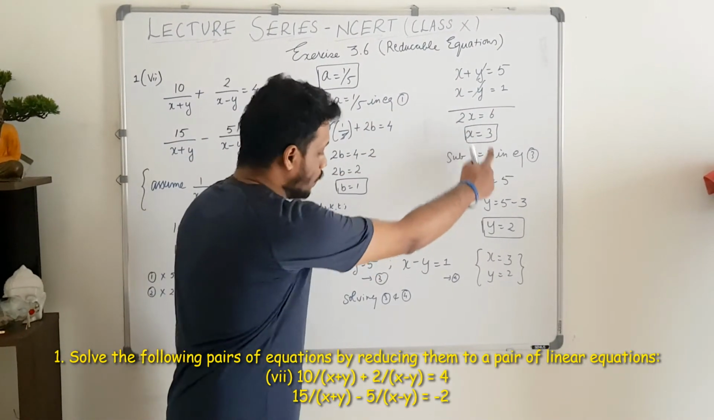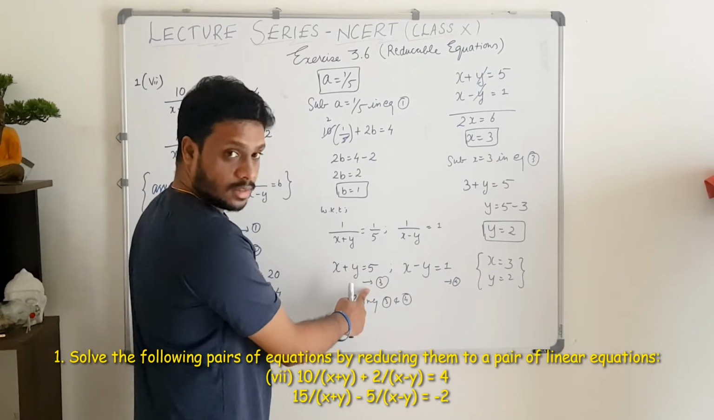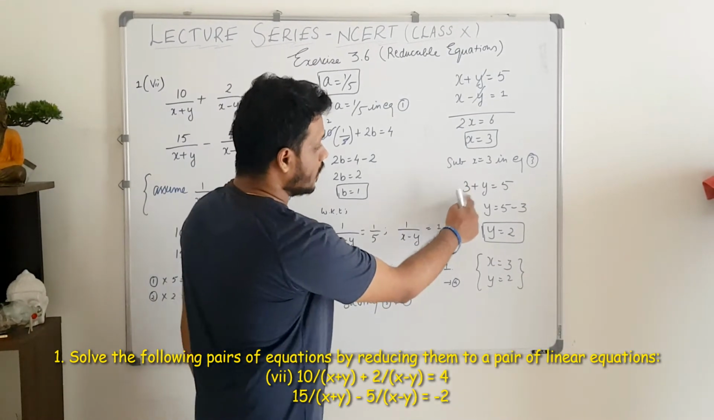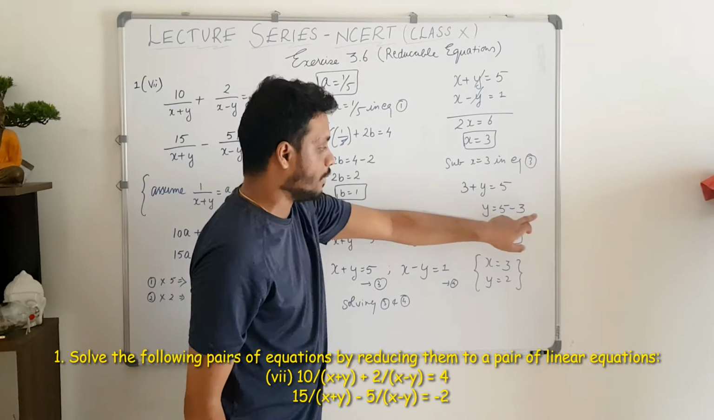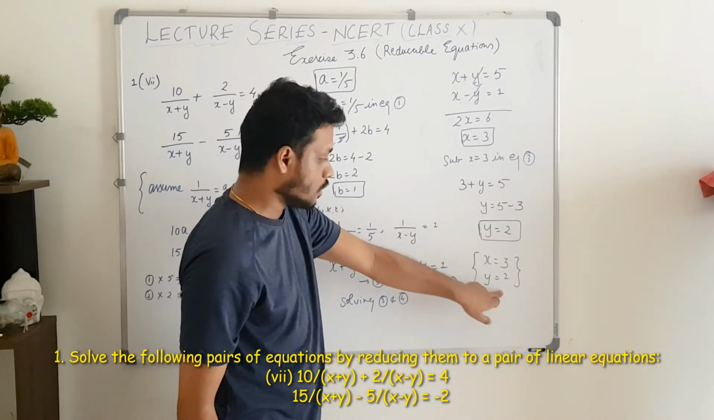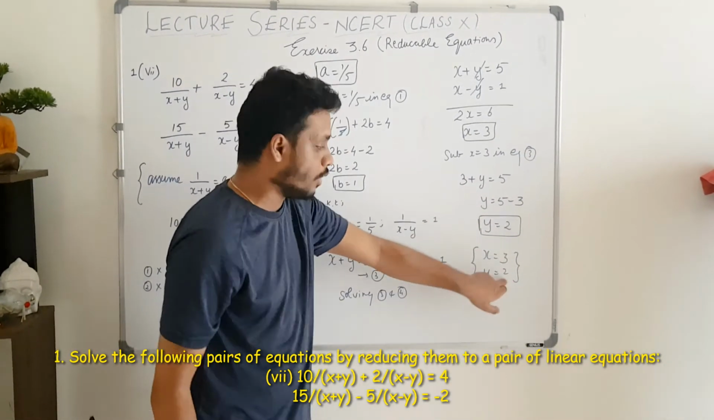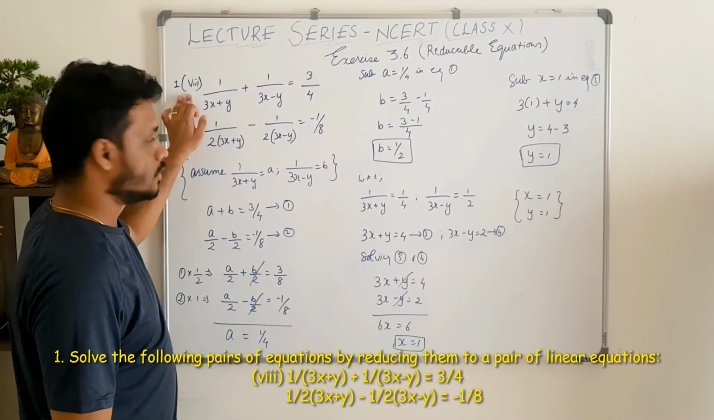Now I substitute x equal to 3 in any one of these equations. I substitute it in the third equation. I get 3 plus y is equal to 5, or y is equal to 5 minus 3. Y would be 2. So the final solution for this problem is x would be 3 and y would be 2. The last subdivision of the first question.